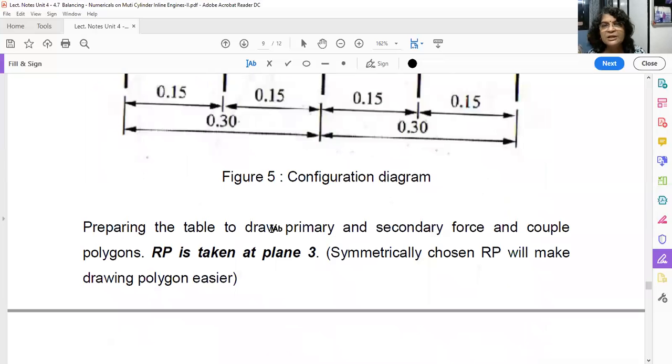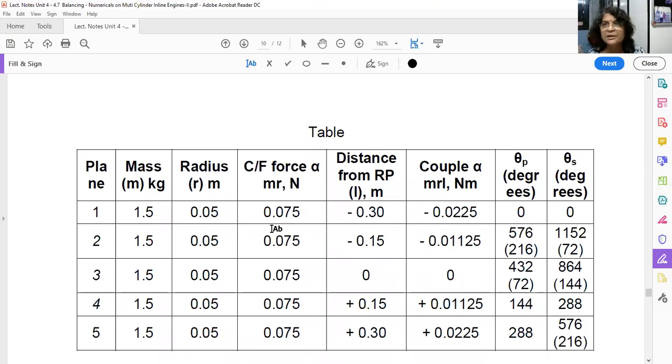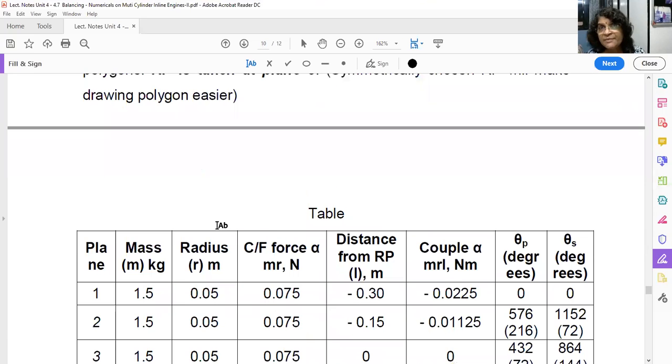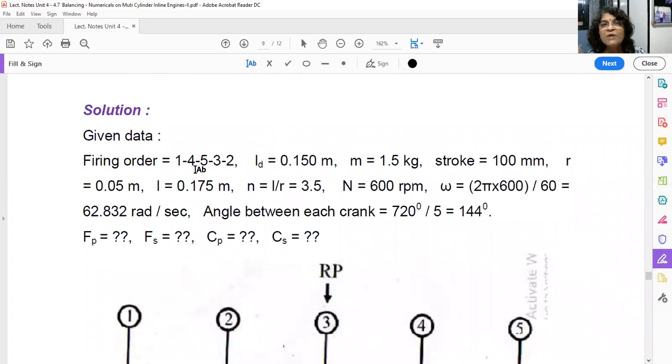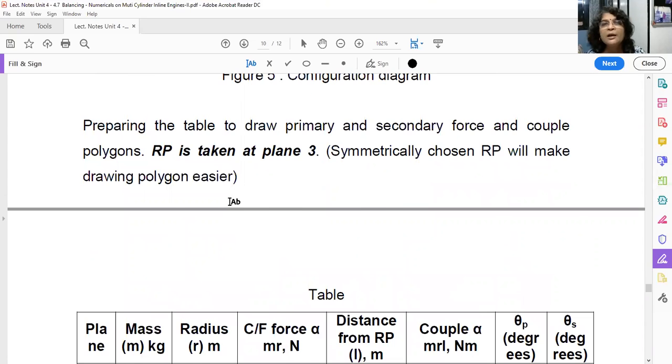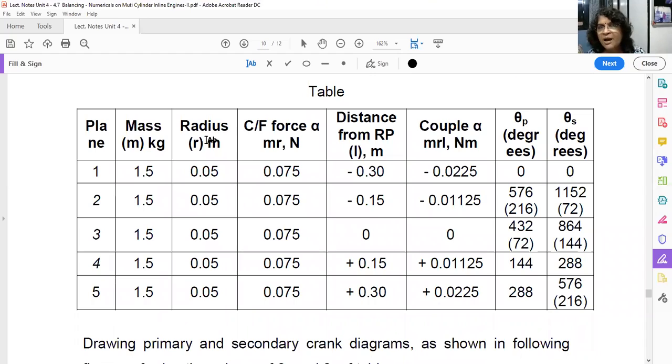Okay, so let us draw the table now. Now what is the firing order? Please remember, this is your firing order now: 1 4 5 3 2. So all columns are the same now. Then centrifugal force is proportional to M into R, the product of these two columns. The distance of the plane from the reference plane: your reference plane is 3, so this distance is naturally 0, and you write down the remaining distances. Then you take the product of these two, which gives you the couple. These two cylinders are on the left-hand side of the reference plane, so negative; the remaining are positive.